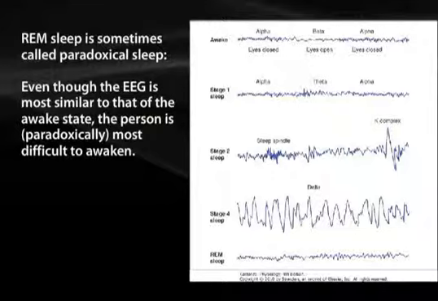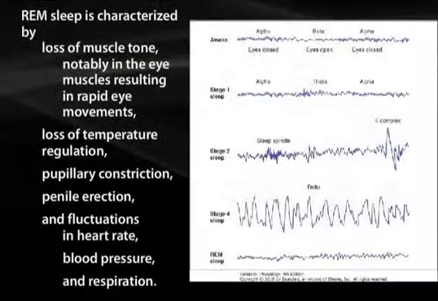REM sleep is characterized by loss of muscle tone, notably in the eye muscles resulting in rapid eye movements, loss of temperature regulation, pupillary constriction, penile erection, and fluctuations in heart rate, blood pressure, and respiration. Most dreams occur during REM sleep.